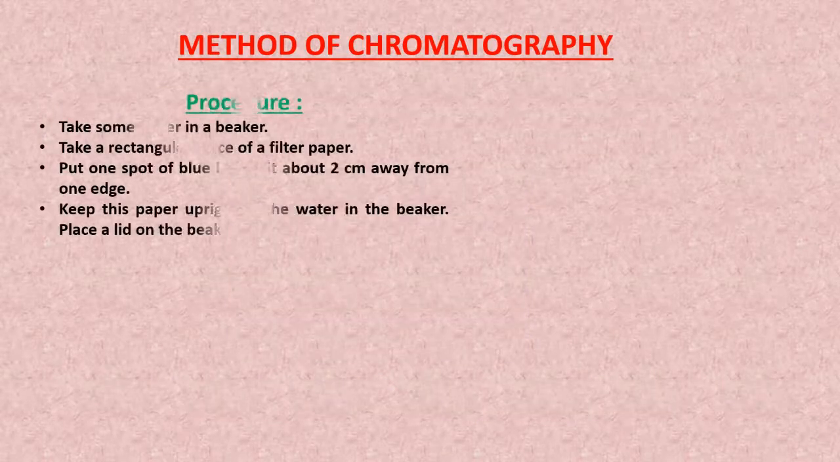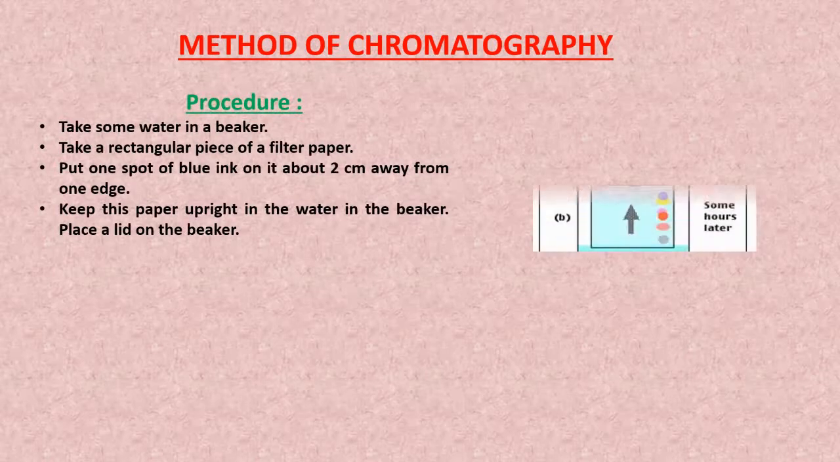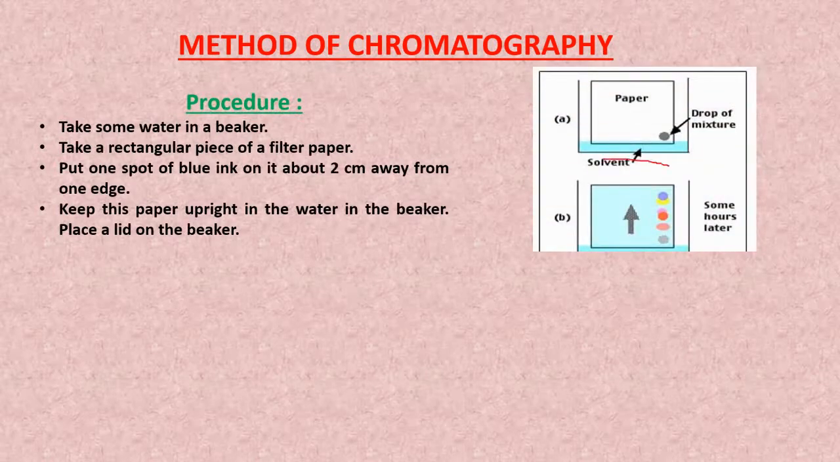So what's the procedure of this method of chromatography? First, we are going to take some water in a beaker. Over here we have taken some water, or you can say some solution, in a beaker. Take a rectangular piece of filter paper and put one spot of blue ink on it about 2 centimeter away from one edge. Now keep this paper upright in the water in the beaker. So we are dipping this paper in the beaker which has the solution.